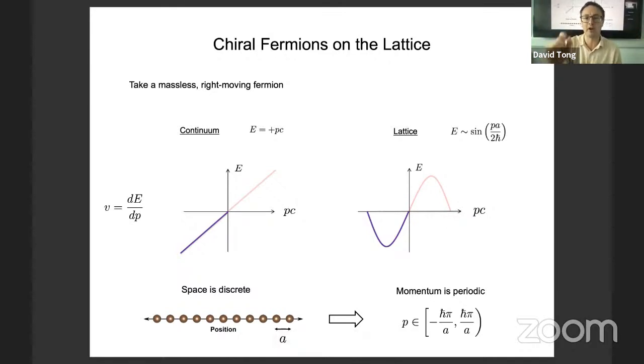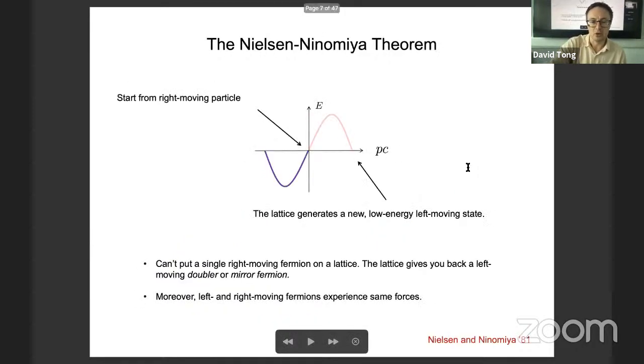So if you just take a Weyl fermion and do a very naive discretization, you'll find an energy versus momentum relation which goes as a sine, which of course looks linear near the origin and reproduces the continuum result, but crucially bends over and has another place where it intersects the horizontal momentum axis. So this is the essence of the Nielsen-Ninomiya theorem.